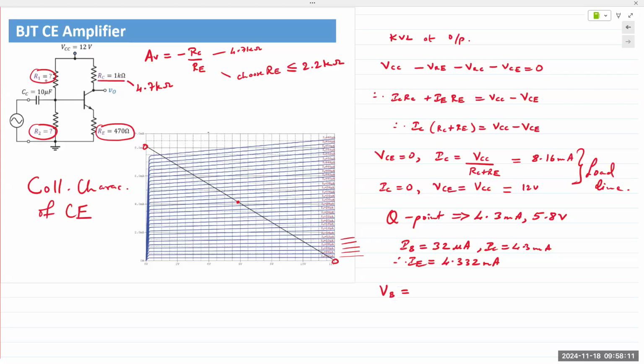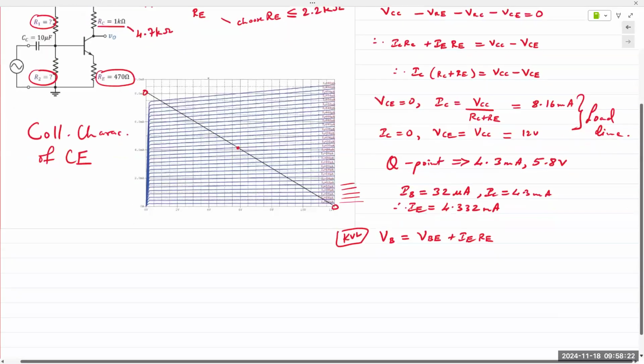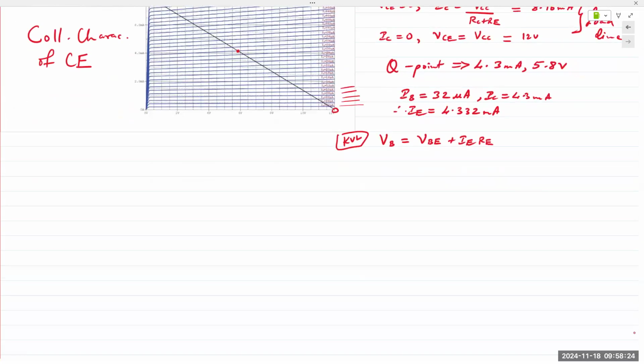Applying KVL, I have VB as VBE plus IERE. And then that gives me VB as 0.7 plus IE, 4.332 times 10 raised to minus 3, times 470. The RE for this example is 470. So I obtain VB, my base voltage, as 2.736 volts. That is also the voltage across the resistor R2.